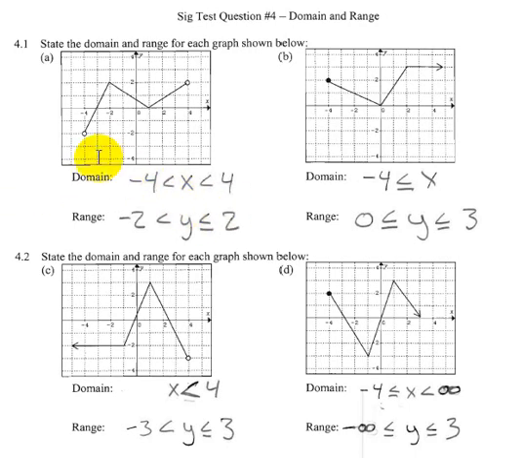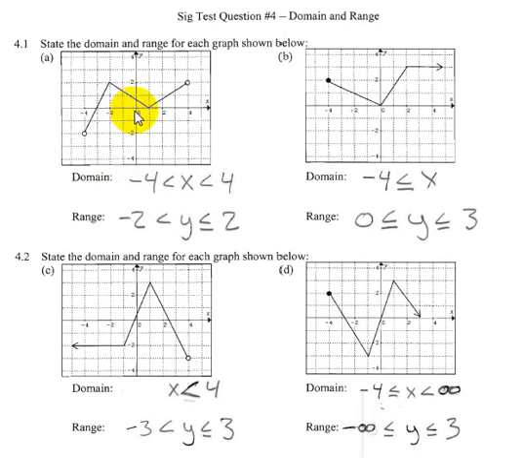Domain and range. The domain is all my x values I can use to make this graph. I cannot use -5 to make this graph for my x, but I can use almost -4. That open circle says I cannot use it, but I can use everything larger than it. So I go -4 is going to be less than x, not equal because of the open circle.